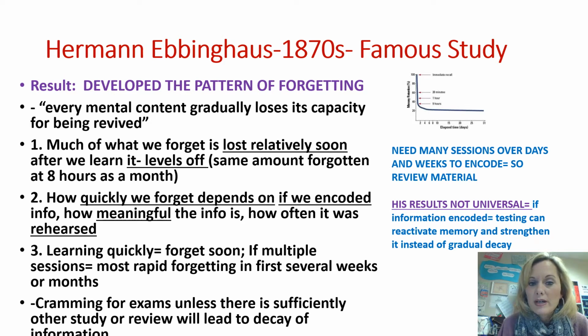It also showed how quickly we forget. How quickly we forget depends on if we encoded it, if we somehow created some meaning, and how often it was rehearsed. Maybe the people learning the list of words actually put some meaning to those words. And we actually forget soon, and that's really important for cramming for exams. We're going to have this decay of information, and we know that. So we need many sessions over days and weeks to encode, so we review material. Now I know we go pretty quickly, but within a 2-week period, you have a lot of time where you can continue to review material, and that's really important.